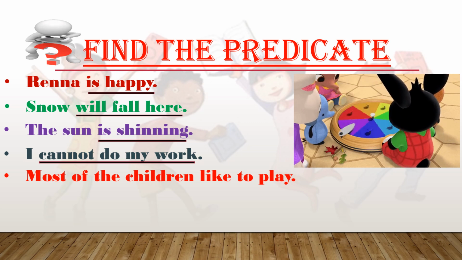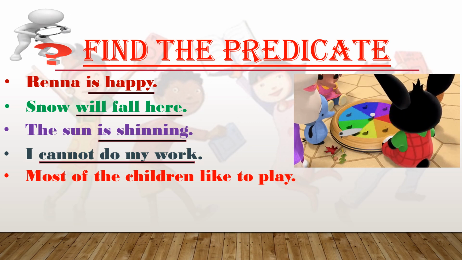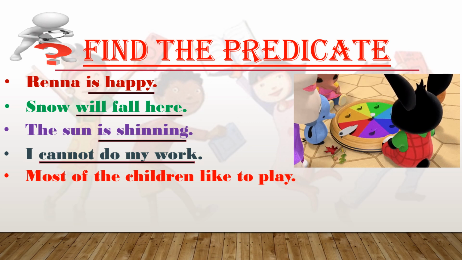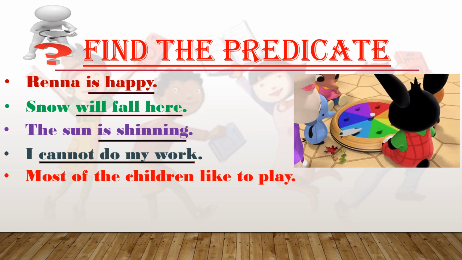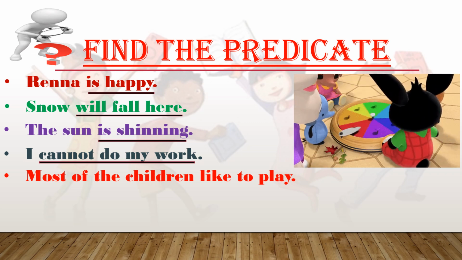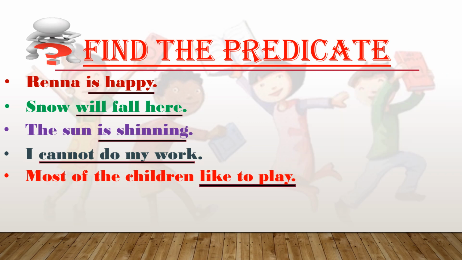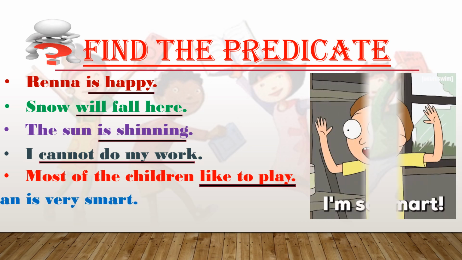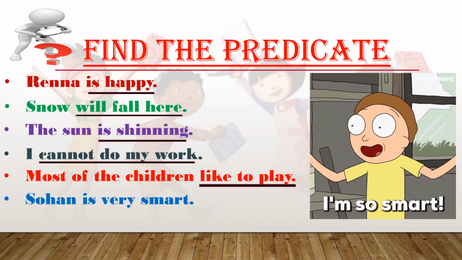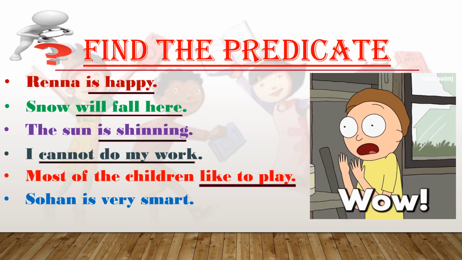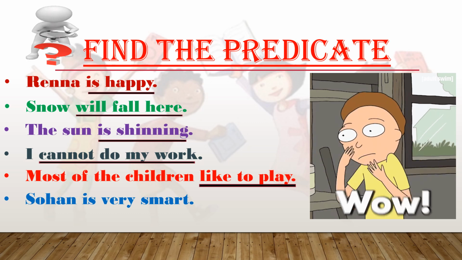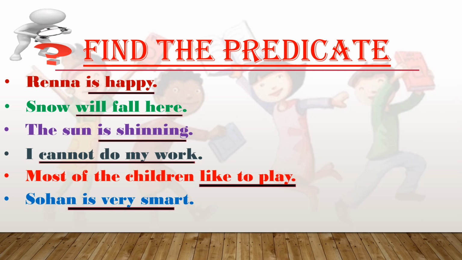Most of the children like to play. So we discussed this earlier also that the subject here is most of the children. So ask this question. Most of the children what? Like to play. So like to play is the predicate here. And as you can see, the verb here is like. So like is the beginning of the predicate, which is a verb. This is very easy. Sohan is very smart. So just ask yourselves, Sohan what? Is very smart. So is very smart is the predicate here.